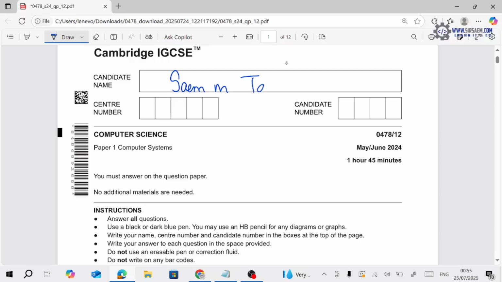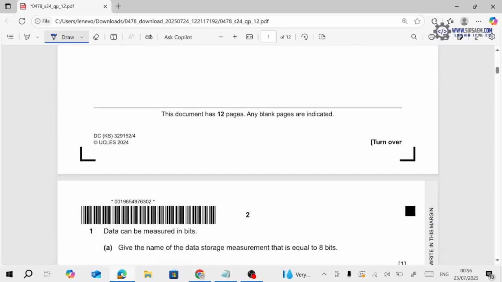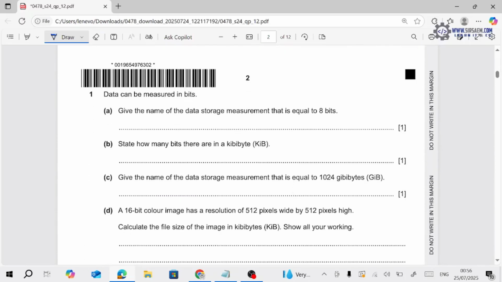Saem and Tariq. We'll be solving paper 1 Computer Science 0478 May June 2024. Okay, so stick along with me. I'll be trying to explain each and every part. For more detailed lectures, you probably have to go to my YouTube video links, which will be in the description.